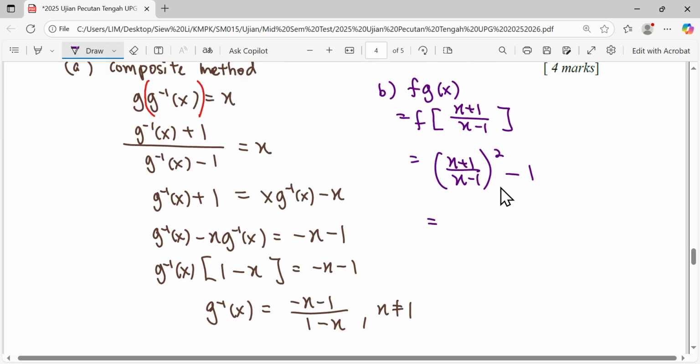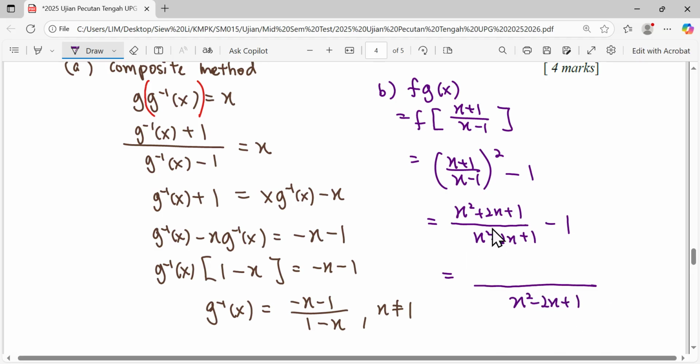So how to simplify it? We expand first. This is x squared plus 2x plus 1 over the denominator x squared minus 2x plus 1, minus 1. Then we get the same denominator so that we have 1 term instead of 2 terms. Then for this term, the denominator will be multiplied with this. It will give you negative x squared, negative becomes positive 2x, then minus 1.